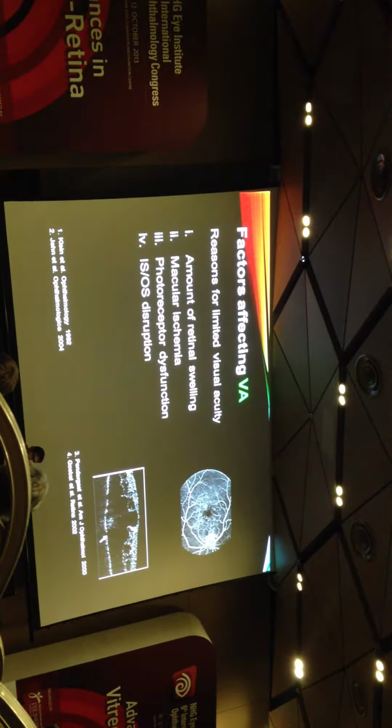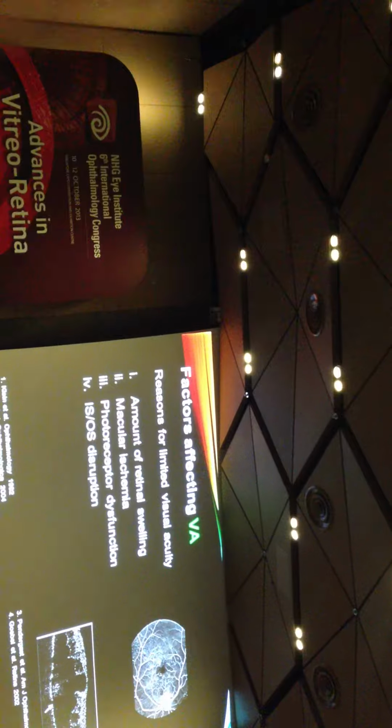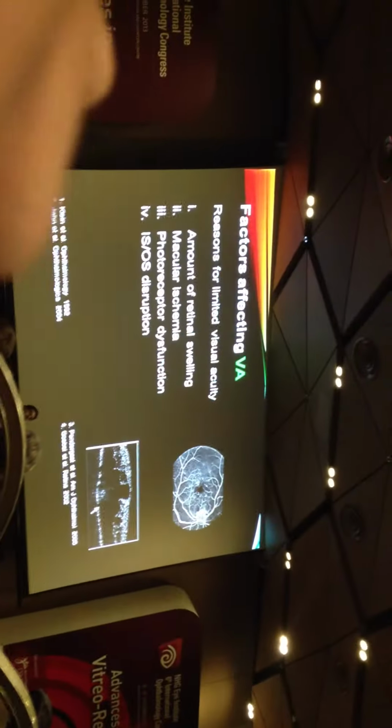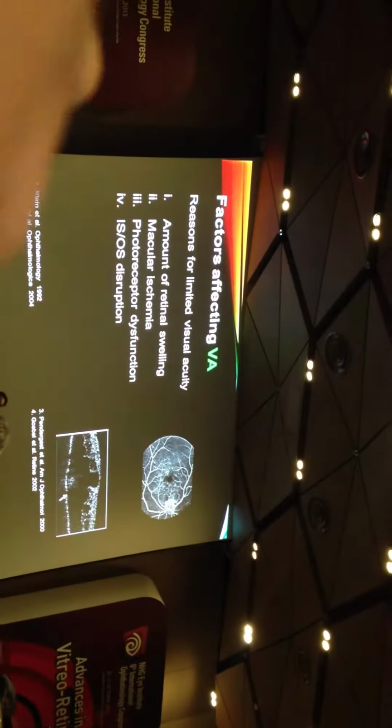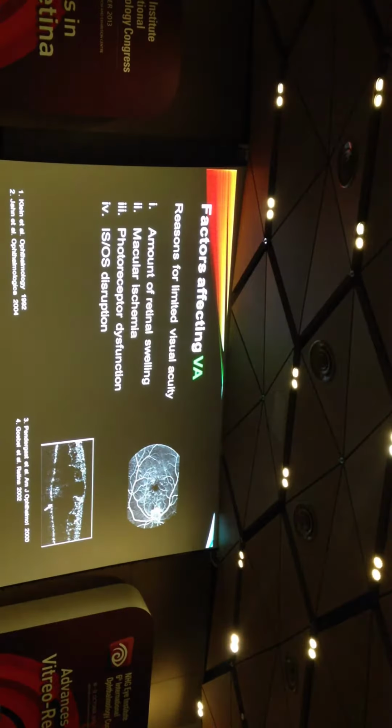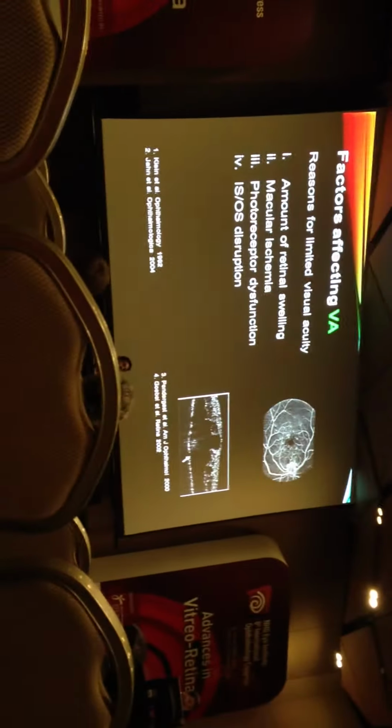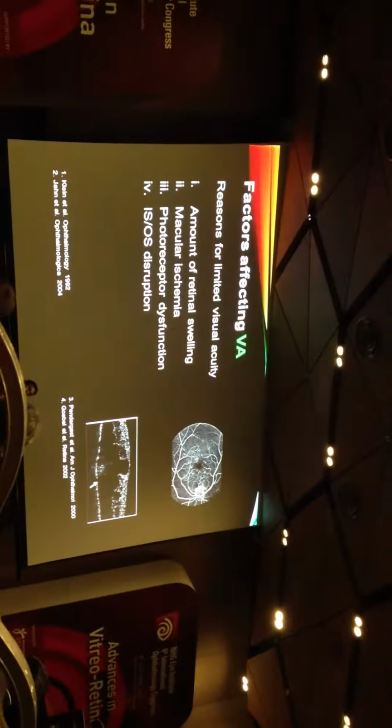So what are the factors that can affect visual acuity? These are some of the factors that we would want to look at: the amount of retinal thickening, whether there's macular ischemia. We can't really see that very well on OCT, but we'll need a fluorescein angiogram. And also we'll go into greater detail. We want to look at the photoreceptor status, as well as whether specifically the ISOS, or now the ellipsoid zone, is disrupted.